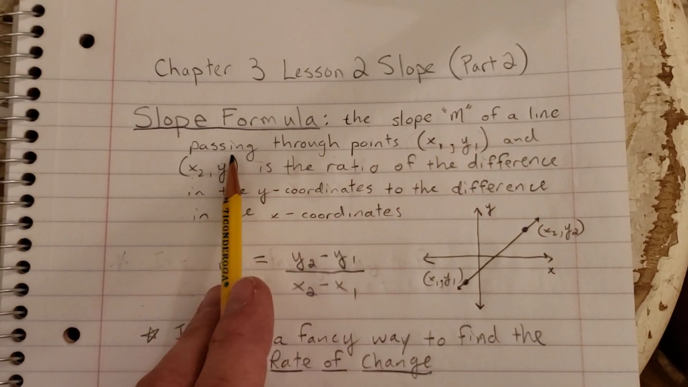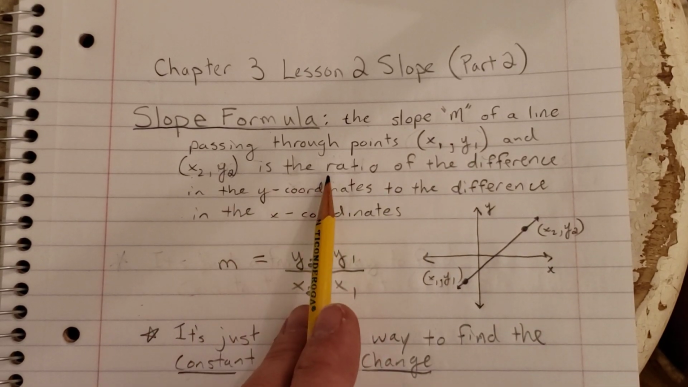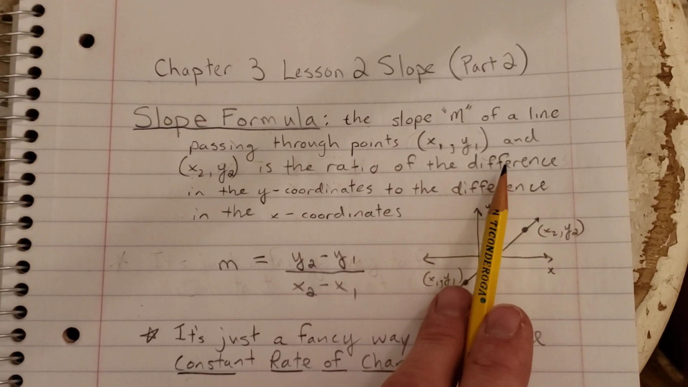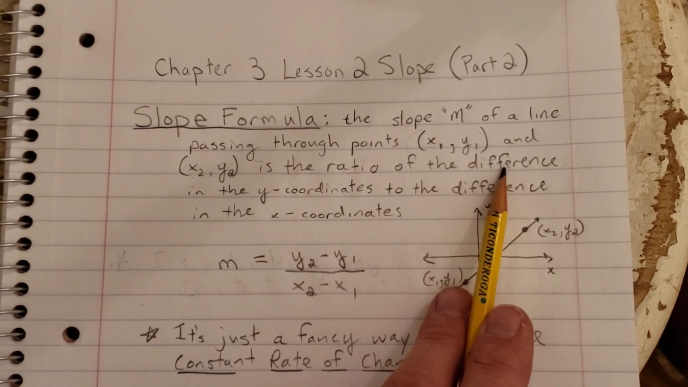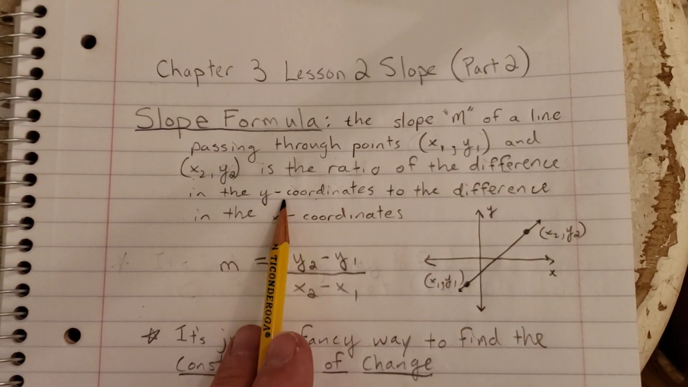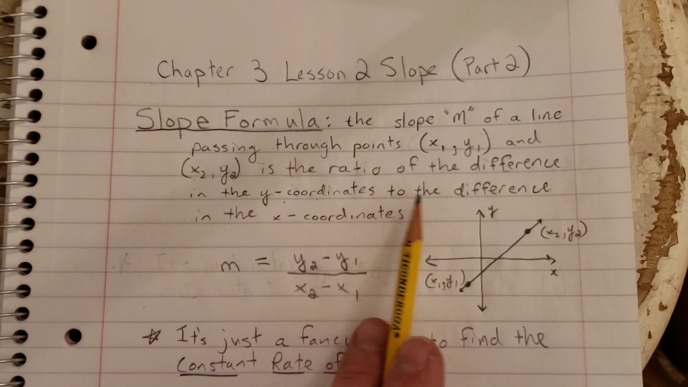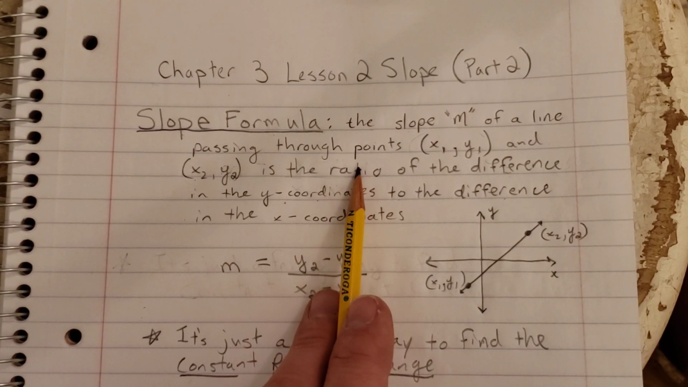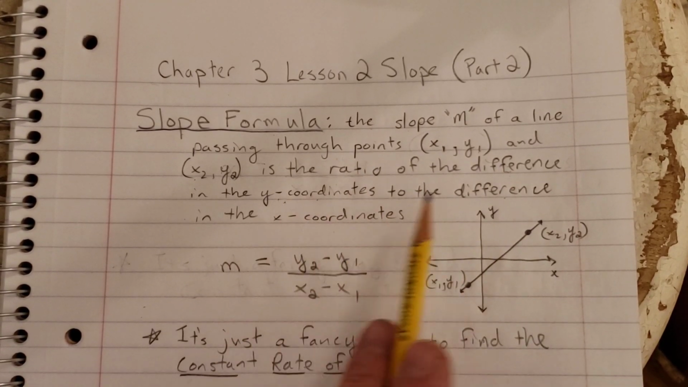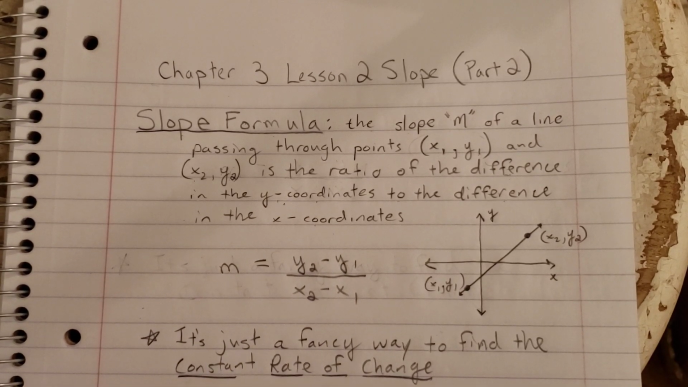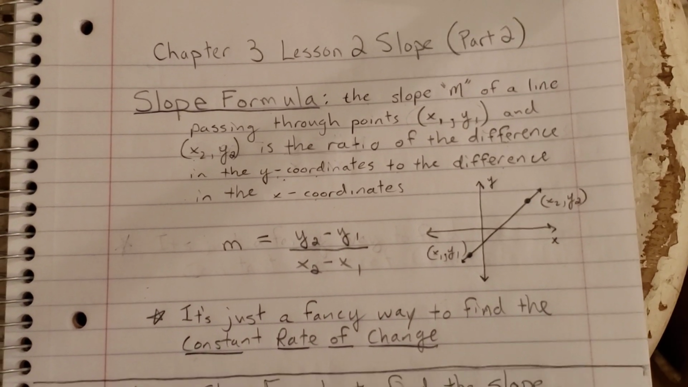The slope m of a line passing through these two points is the ratio of the difference. Remember, we talked about how finding the difference is actually finding how something changes. The difference in the y coordinates is the change in y, to the difference in the x coordinates, the change in x. So it's the ratio of the difference of the y's and the difference of the x's. It's exactly the same as what we've been doing, just a different way to apply it.